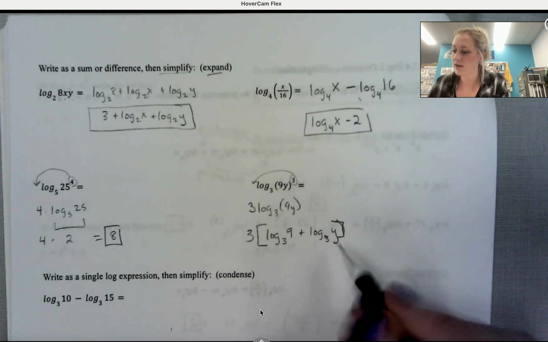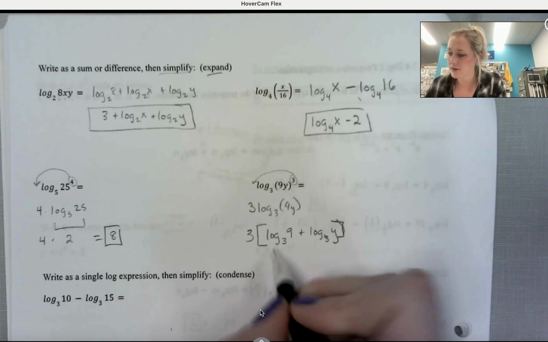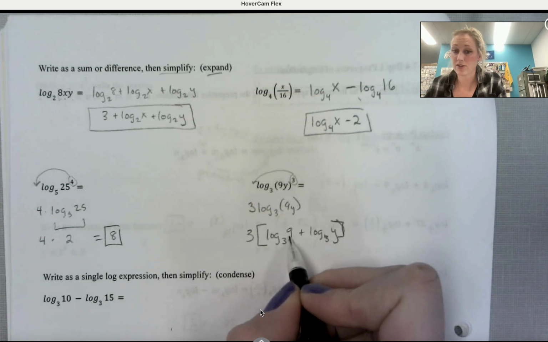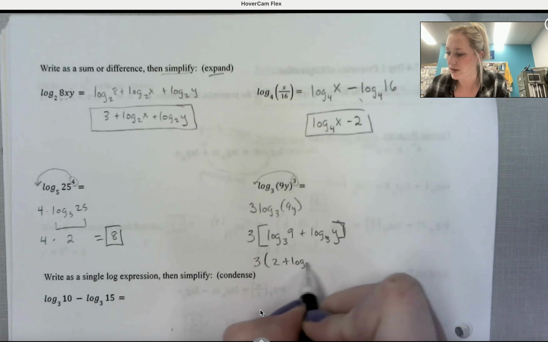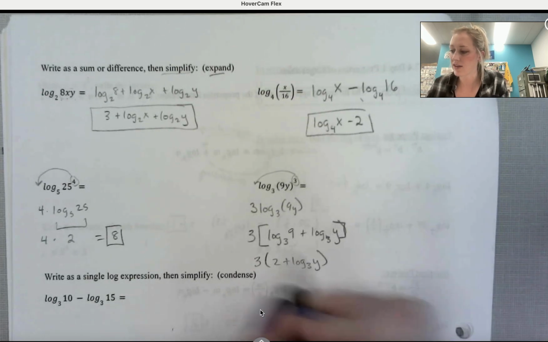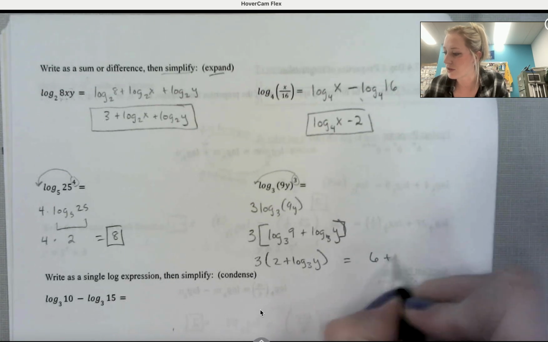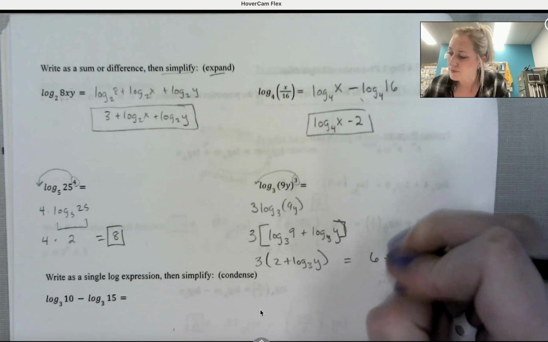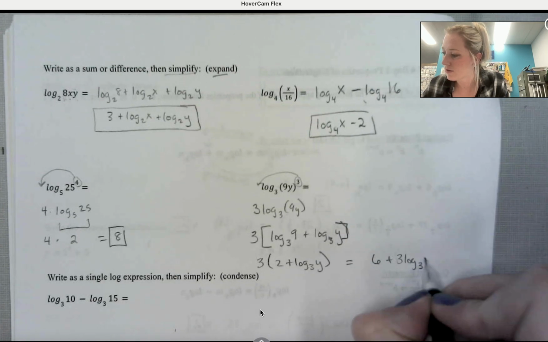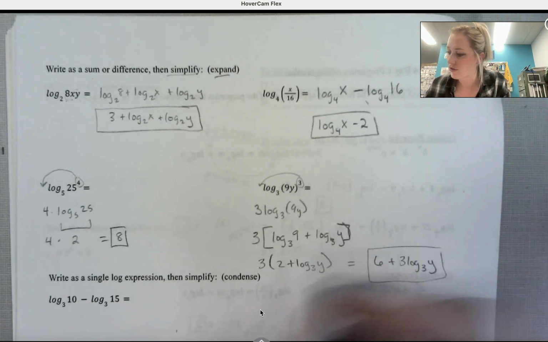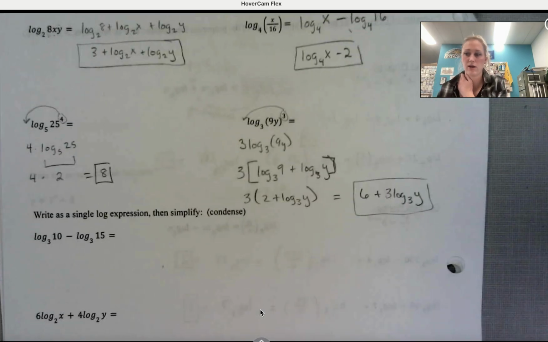Okay, and now check, can we evaluate? Well, right here, we have log base 3 of 9 is 2. So we got 3 times 2 plus log base 3 of y. You guys can leave it like this, or you can distribute the 3, either one. So this would be 6 plus 3 log base 3 of y. So notice I distributed the 3 to both pieces there when I'm distributing.